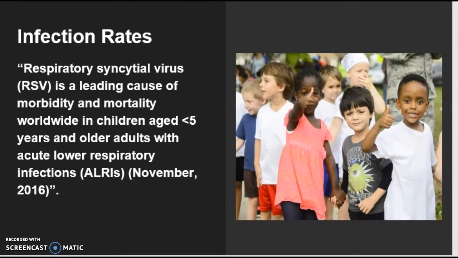Infection rates of RSV. RSV is a leading cause of morbidity and mortality worldwide in children aged under 5 years and adults older with acute lower respiratory infections.